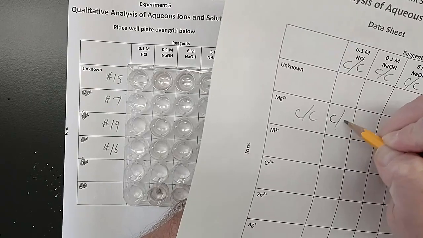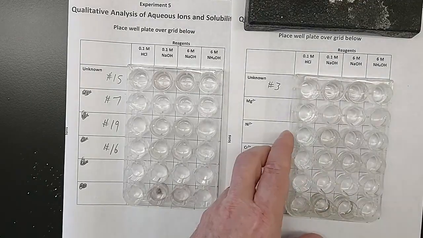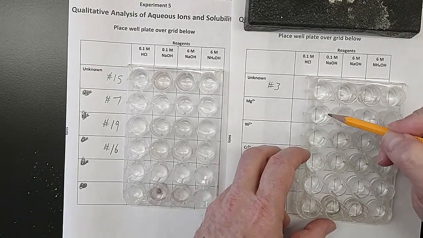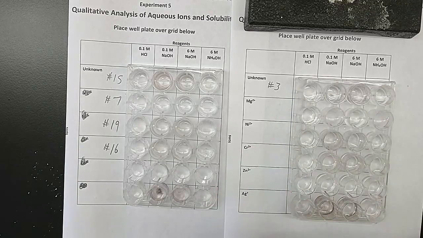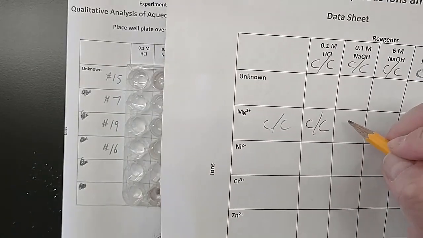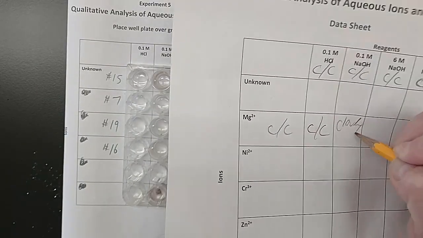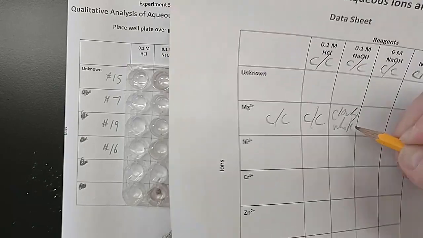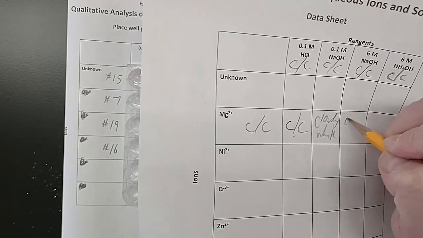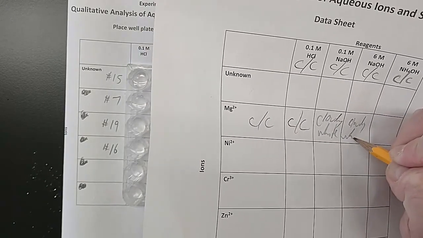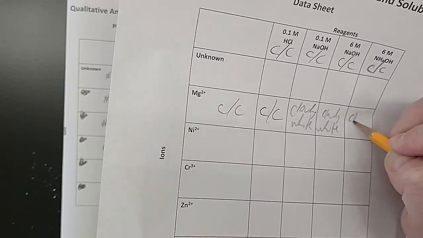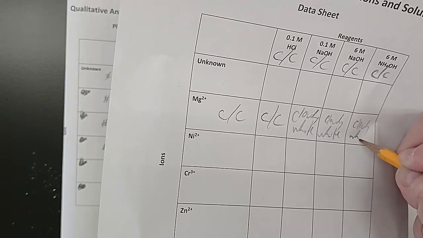This, the hydrochloric acid, was still clear and colorless, right? Nothing going on in the first one. Clear and colorless. This was cloudy and white. Cloudy and white, cloudy and white.